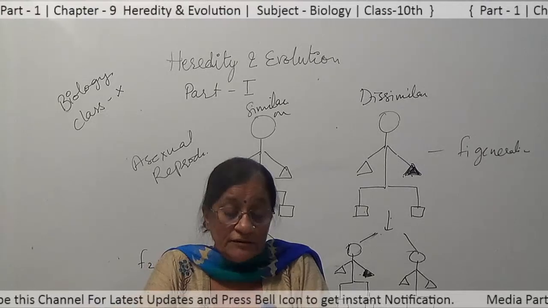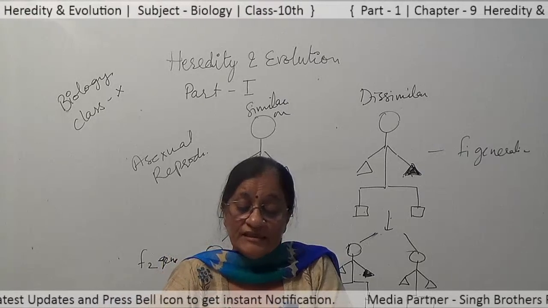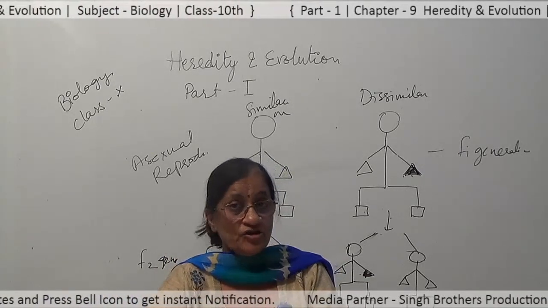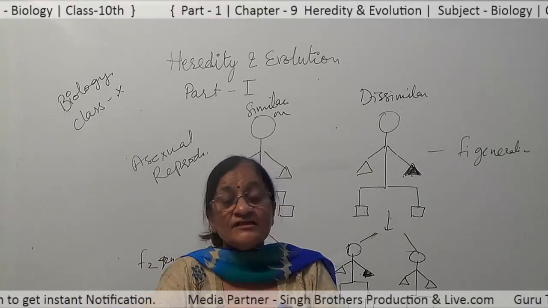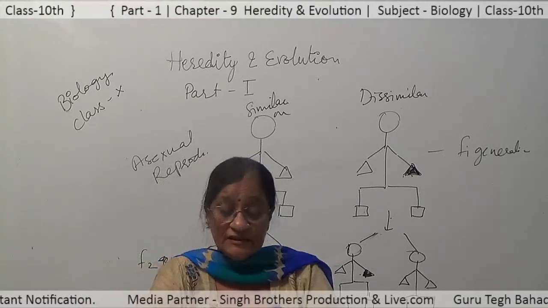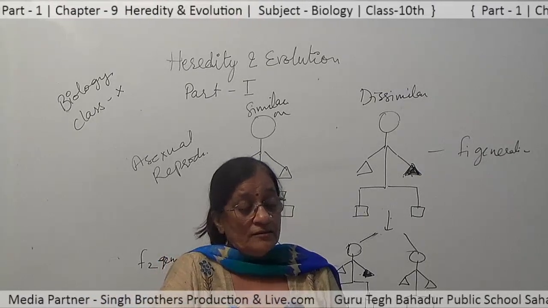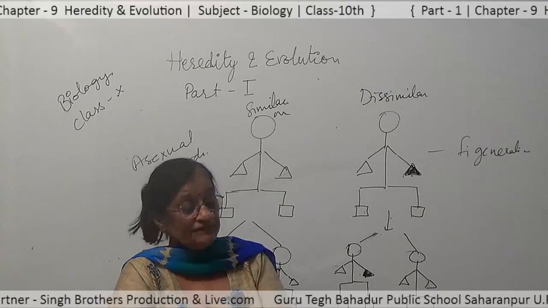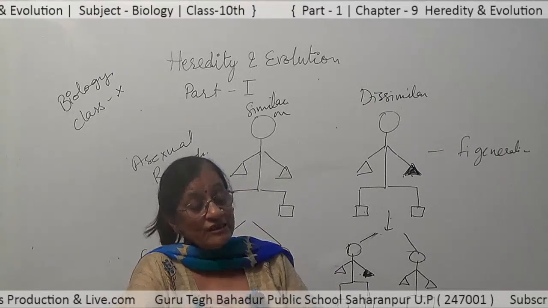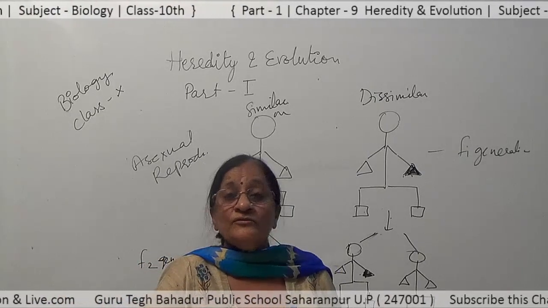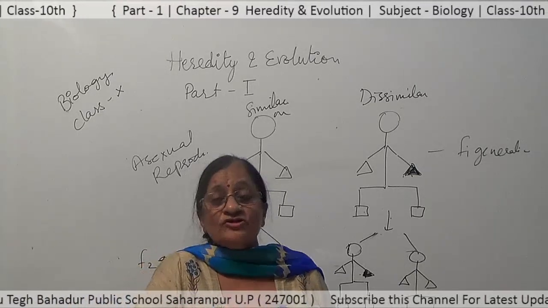But it was only in the 19th century that Gregor Mendel discussed the basic principles governing the inheritance of characters. Some of these principles are as follows: the principle of paired factors, then the principle of dominance, and third, the principle of segregation. Besides that, one more principle is the principle of independent assortment. So we will discuss these principles next time.